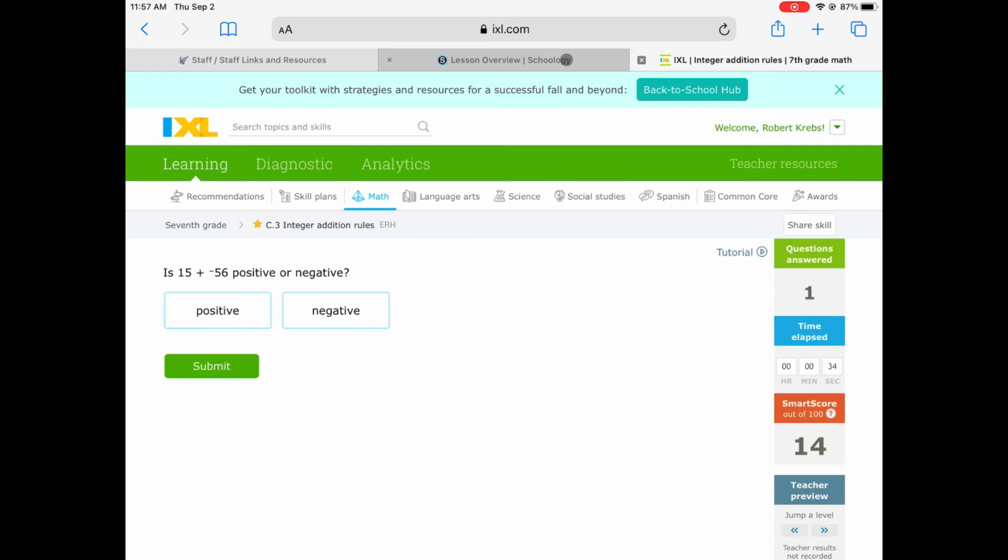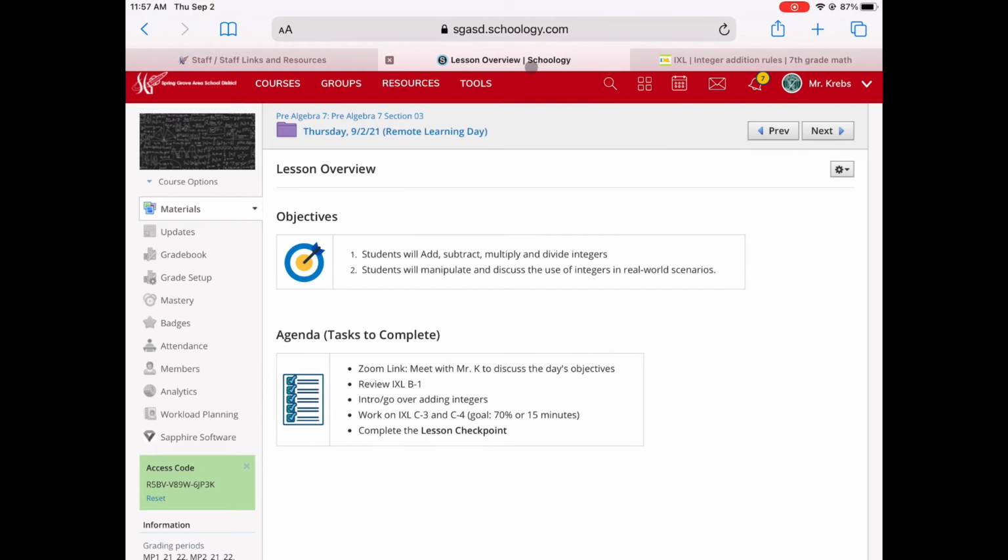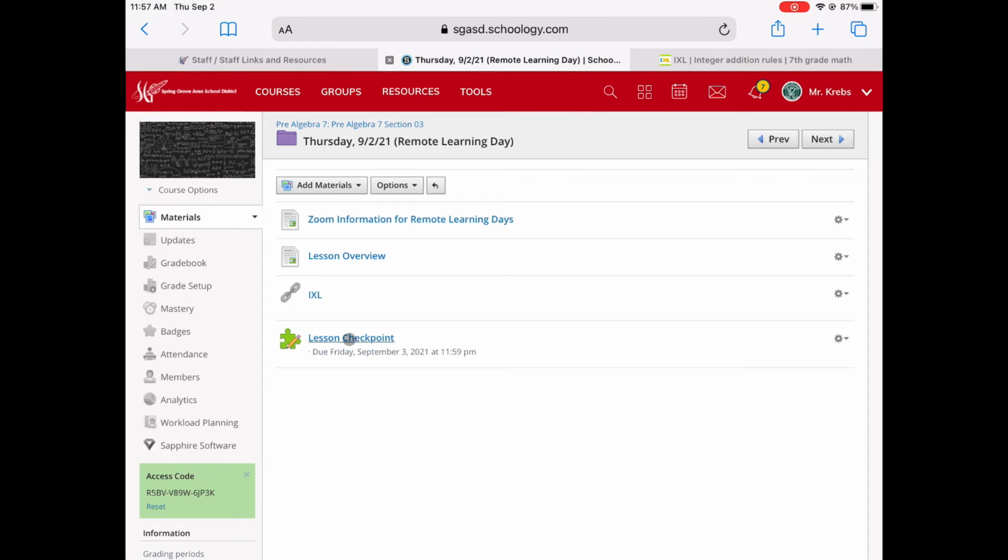Hopefully you understand the gist of that. I'm not going to go on and on, but your goal should be to work on IXL C3 and C4, get to 70% or 15 minutes, pretty much whichever one you hit first. Then when you're done, please go into the lesson checkpoint in today's folder.